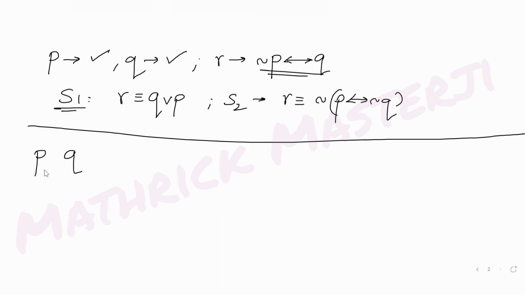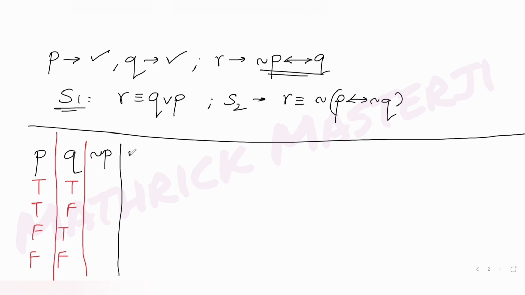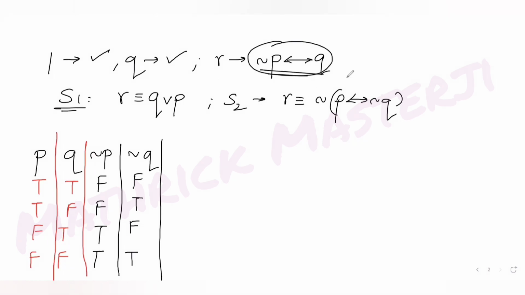For P and Q, we have all the possible options, that is TT, TF, FT, and FF. Now, once I have these two, I need negation P as well as negation Q everywhere, so I'll find that out as well. Negation P is just the opposite of P, so it is F, F, T, T. Negation Q is just the opposite of Q, so F, T, F, T. Now we know that we have been told R is negation of P double implies Q.